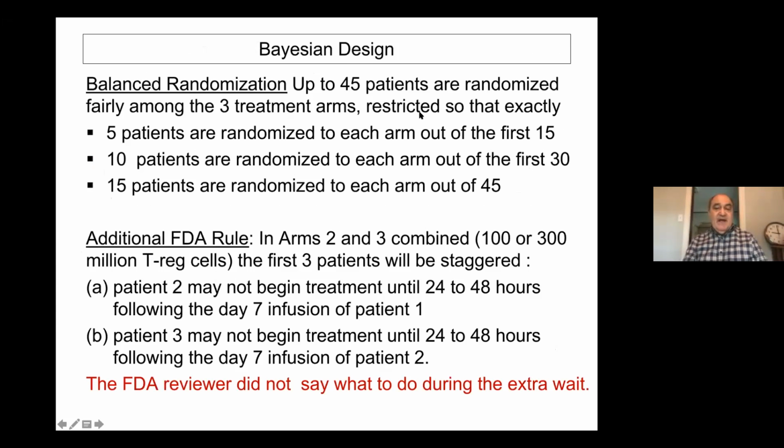Okay, so we're doing a balanced randomization where they've got up to 45 patients, which is, it's a pilot. And at the first interim look, I restricted it to be perfectly balanced. So there are 5 patients in each arm. At 30, there are 10 in each arm. And at 45, there are 15 in each arm. If you don't restrict it, you get unbalanced sample sizes. So that's a statistician's thing. And then the FDA rule said we had to stagger patients. Although the FDA review said you had to stagger patients, but didn't say what to do during the extra wait. So it was kind of silly.